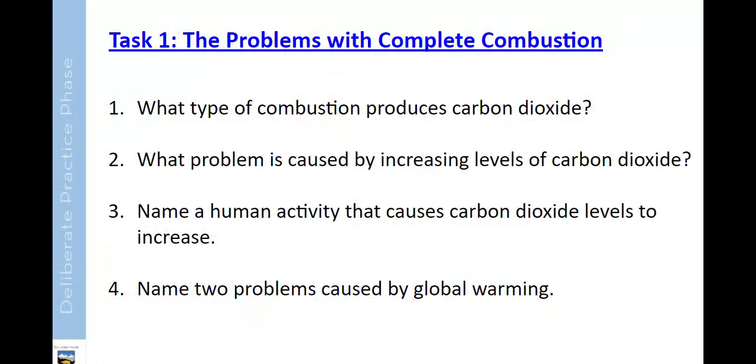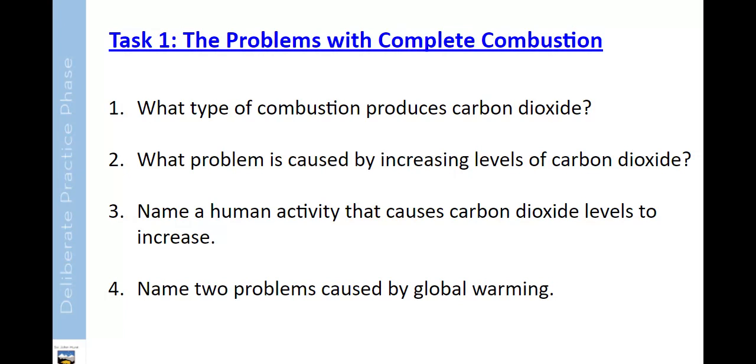So task 1, pause this lesson video, go and complete these questions on your student worksheet for today. Come back ready for your answers. Make sure you pause it.